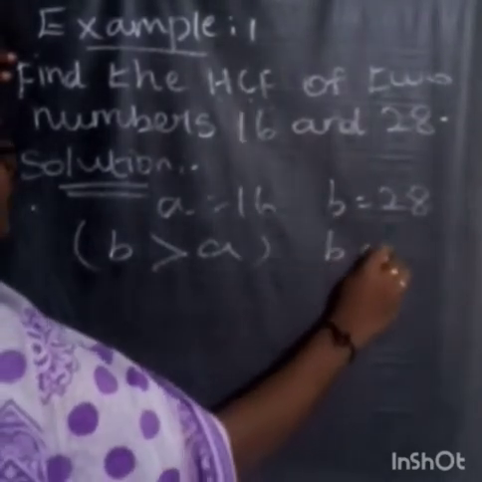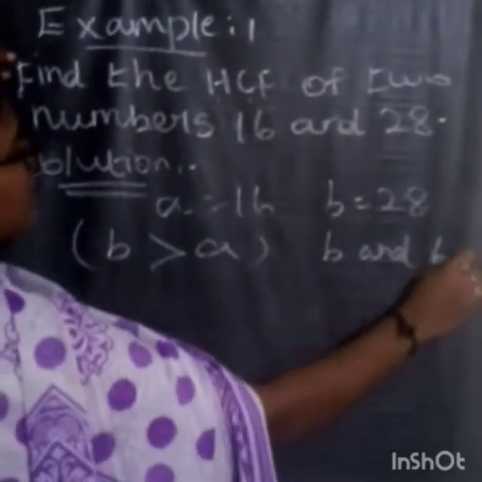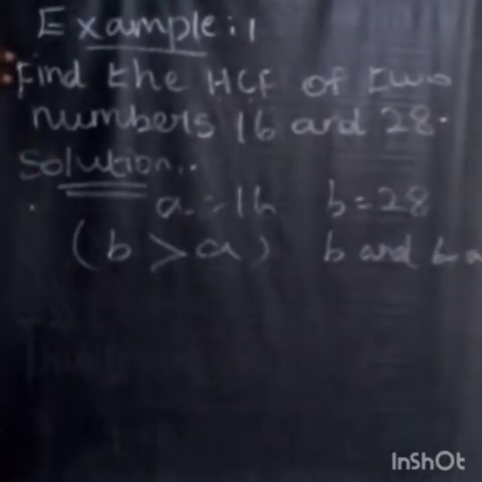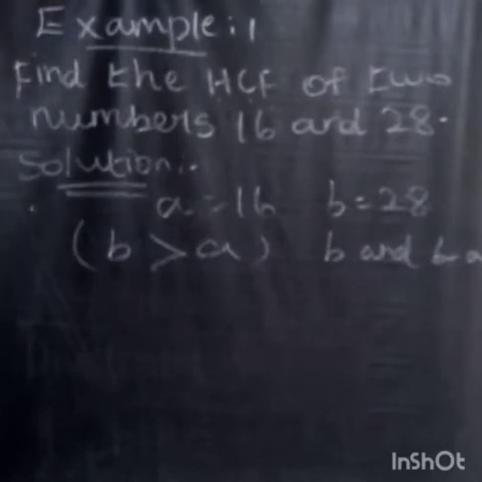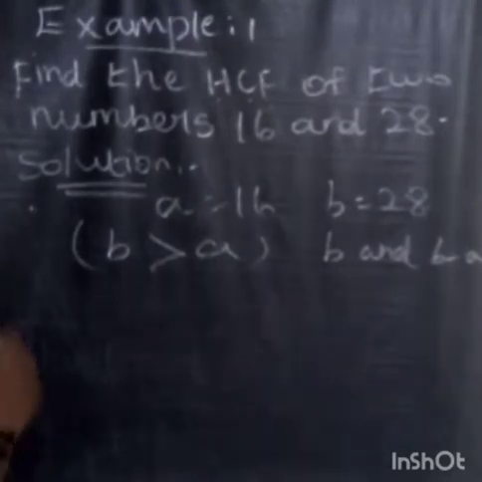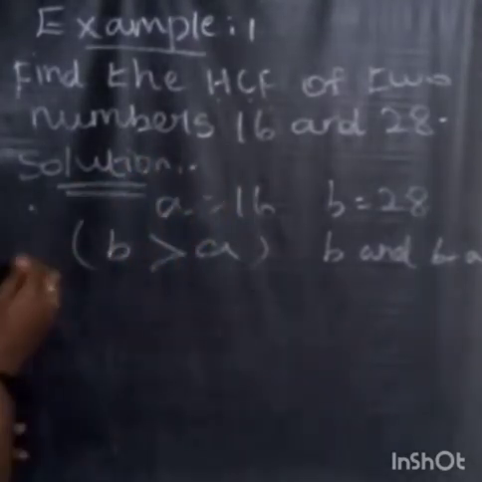the HCF of B and B minus A. So now we have to find the HCF of 16 and 28. First, we have to find the prime factorization of 16 and 28.